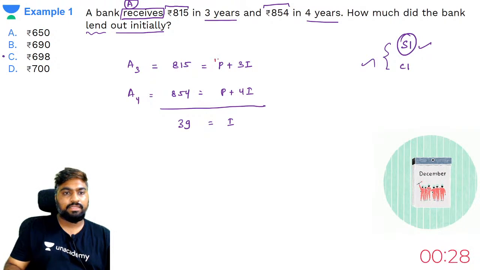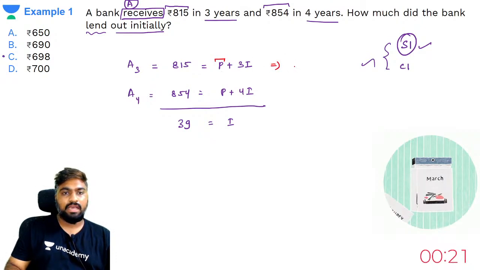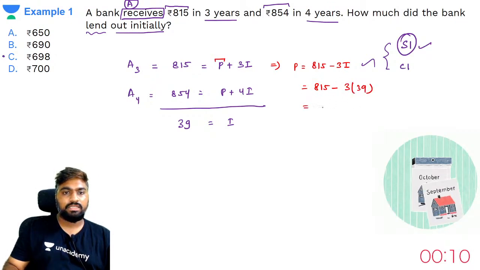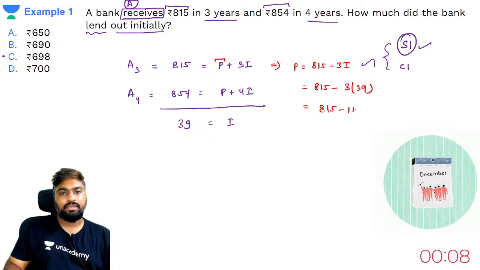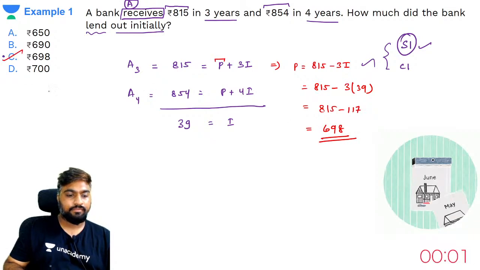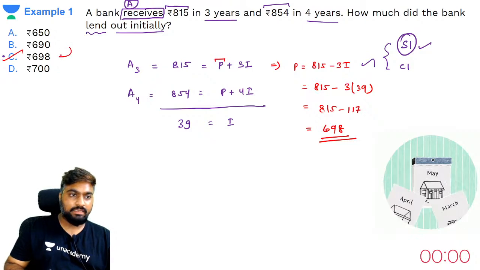Can I find out the principal from here? Yes, if interest is 39, can I find the principal? Of course. So principal will be equal to 815 minus 3 times the interest, which is 815 minus 3 times 39, which is how much? 117. 815 minus 117 is going to be 698. Yes. Option C is the right answer.